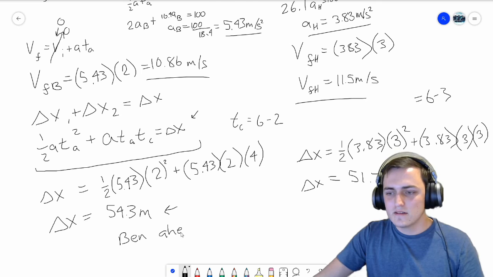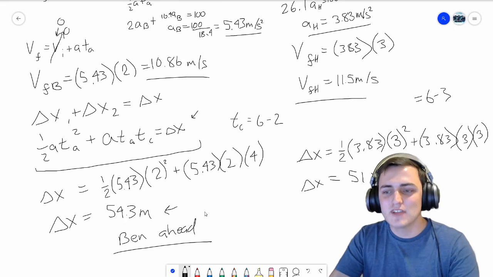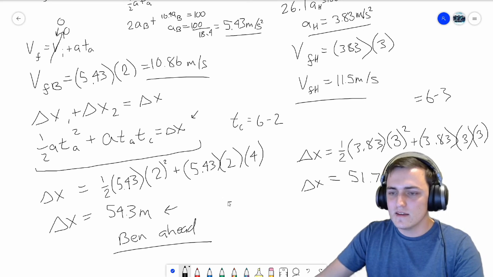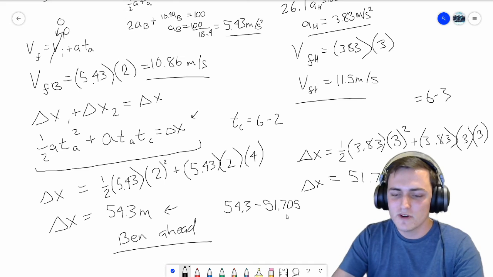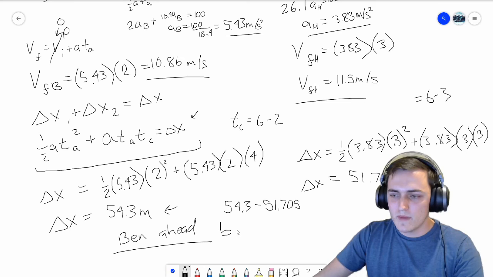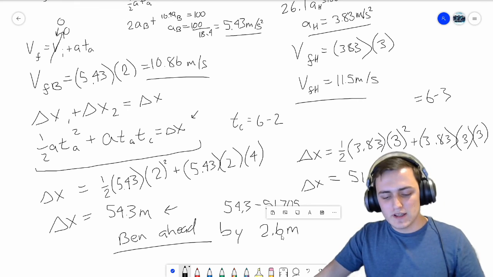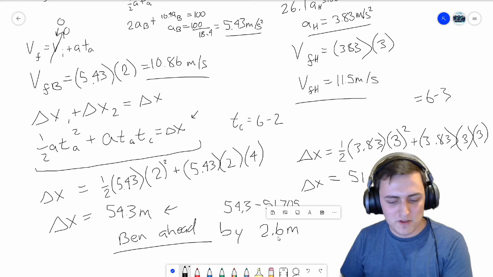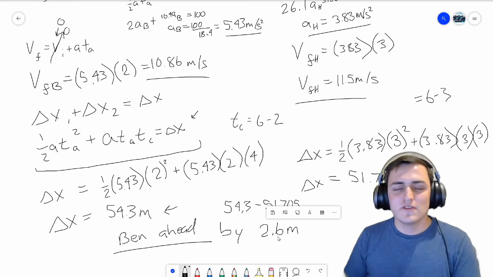Now you can see Ben is winning. Ben is ahead. That is part of our answer for C. Now we have to say how many meters ahead he is. He is at 54.3, and you subtract Henry's distance to find the difference between the two runners. Ben is ahead by 2.6 meters. You might have a slightly different result. I found 2.595 in the calculator, and people have found 2.62. That's usually just a result of slight rounding error.